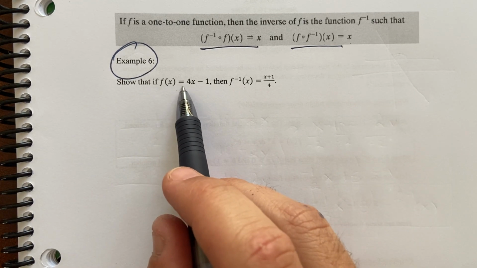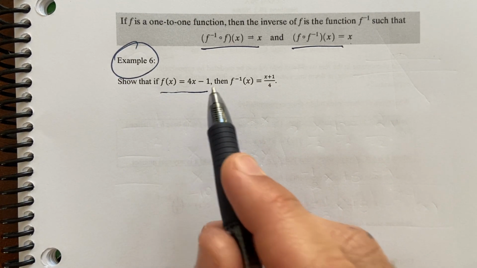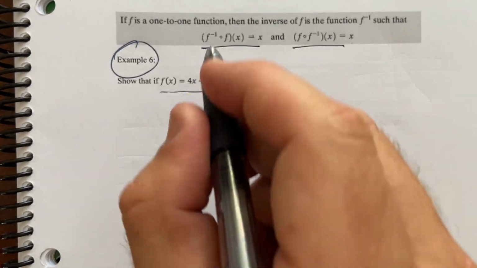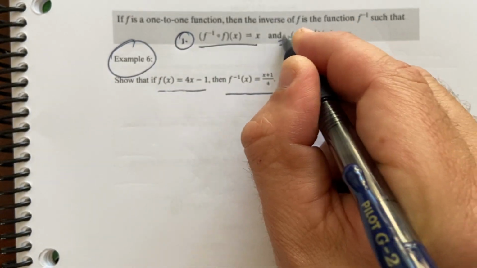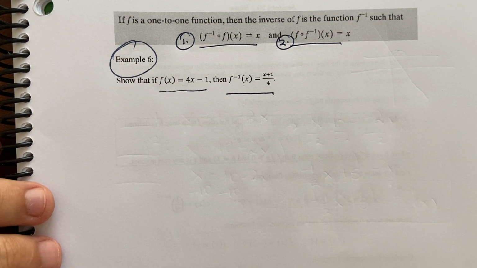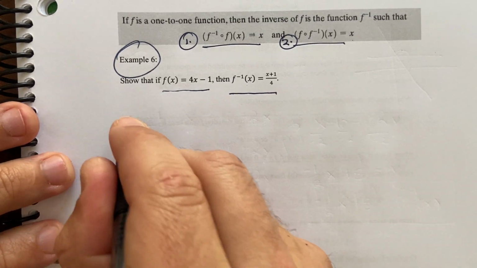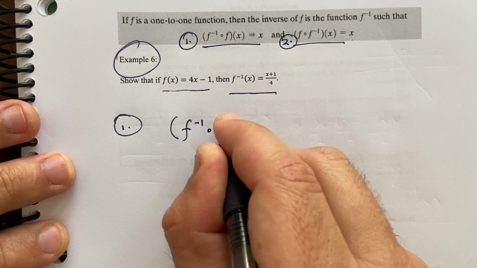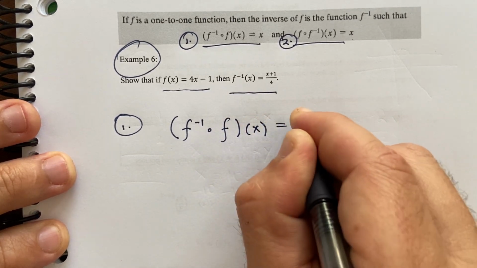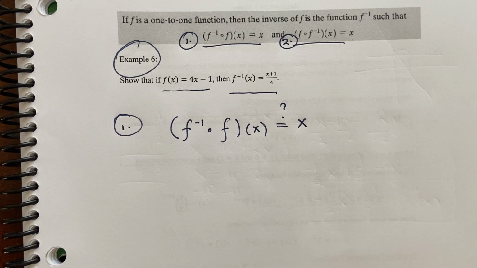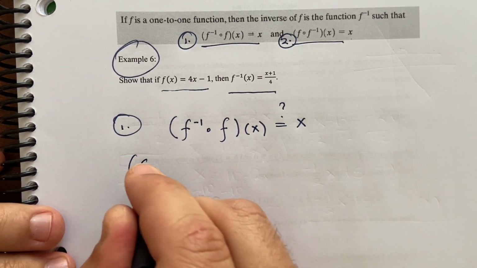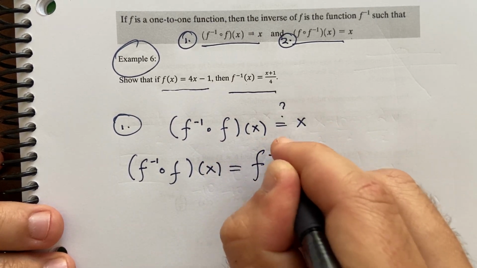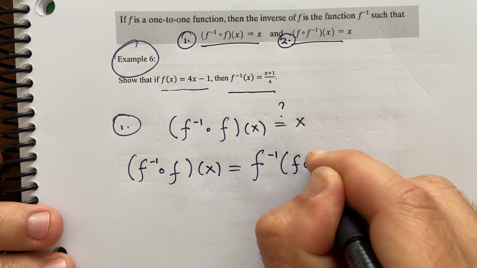It just says show that if this is our function, that this would necessarily need to be the inverse function. So I'll check this one, and then I'll check this one. If both of those are true, then this thing is the inverse. So for that first one, we need f inverse composed with f of x equals x. We want to make sure that this is happening. Keep in mind that f inverse composed with f of x would be the exact same as f inverse of f of x.